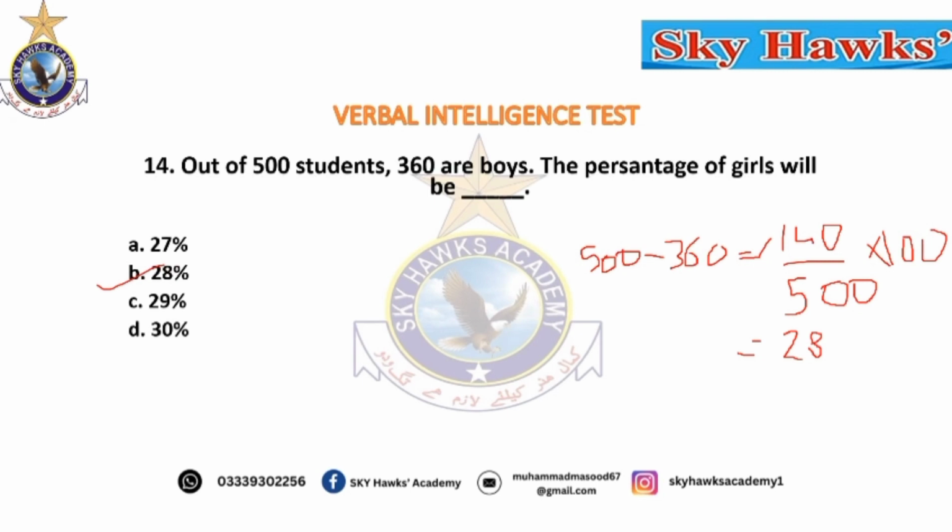This method is, first of all, you have to subtract the number of boys from the total number of students. That will give us 140, the number of girls. Now you have to divide it by the total number of students, and then multiply it by 100, which will give you the answer of 28%. Clear?